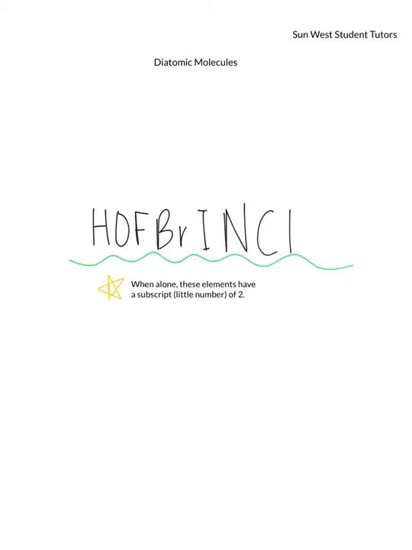Okay, so before we get into the actual balancing of the chemical equations, I'd like to inform you about diatomic molecules. So these are the elements hydrogen, oxygen, fluorine, bromine, iodine, nitrogen, and chlorine, and I like to remember them with the acronym Hofbrinkel. Sounds a little bit funny, but it works. And these elements, when they're alone, have a subscript, or a smaller number, which you will see in the following slides, of the number 2.